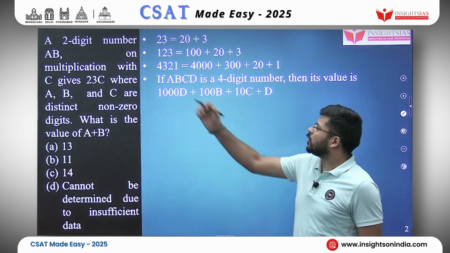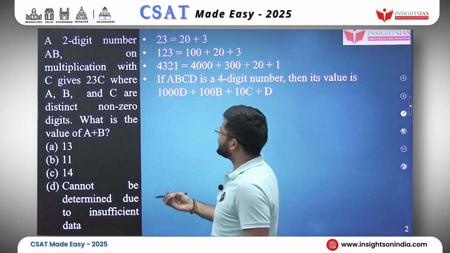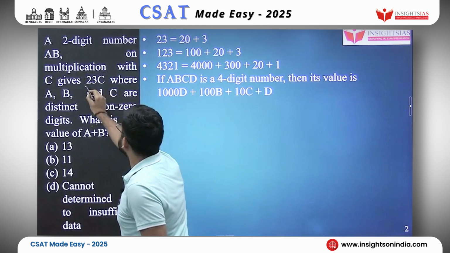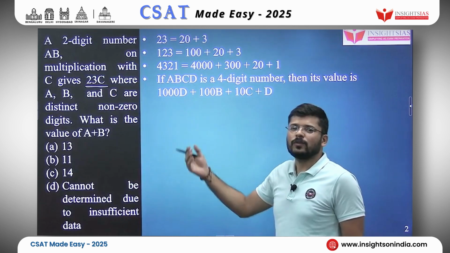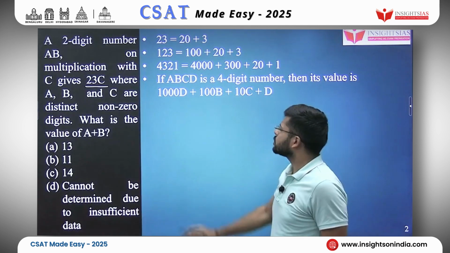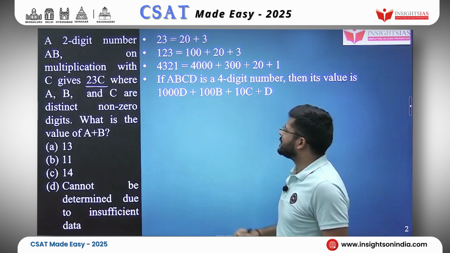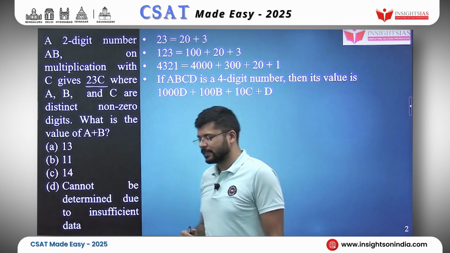What is it? A 2-digit number AB on multiplication with C gives 23C. This is a 3-digit number. This is not 23C. It is a 230 something, for 231, 232, 233 up to 239, it can be anything, where A, B and C are distinct non-zero digits. What is the value of A plus B?